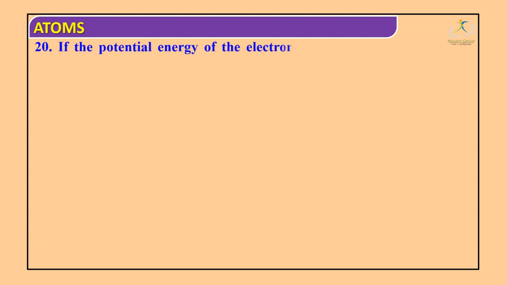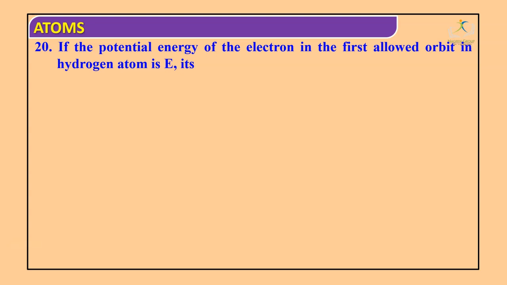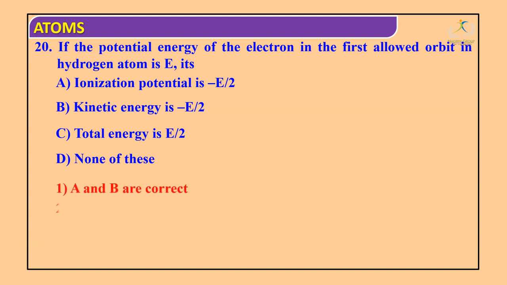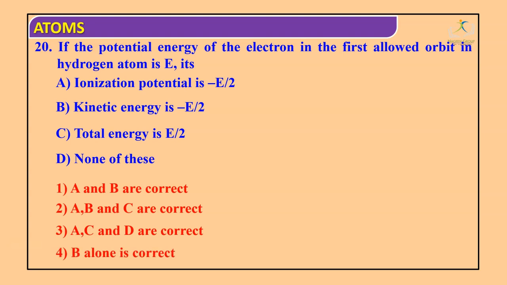Moving ahead. If the potential energy of the electron in the first allowed orbit in the hydrogen atom is E, its ionization potential energy is minus E by 2. Kinetic energy is minus E by 2. Total energy is E by 2. None of these. So, A and B are correct. A, B and C are correct. A, C and D are correct. And the last, B alone is correct.